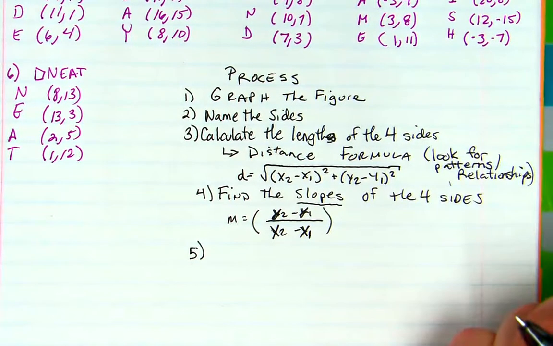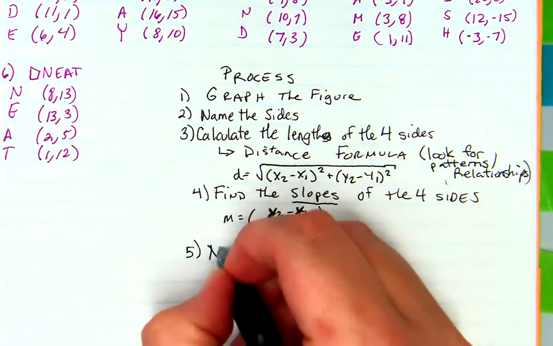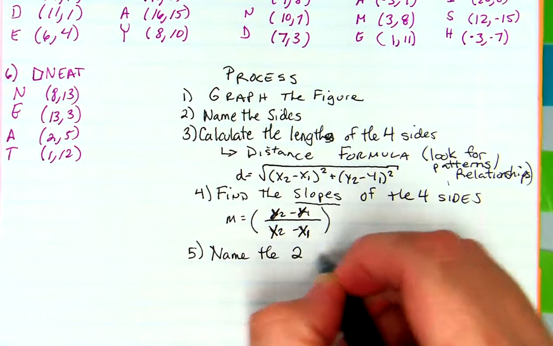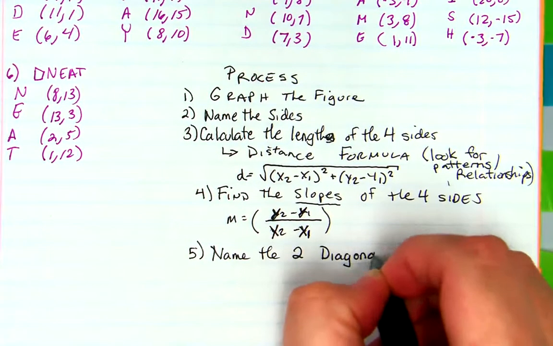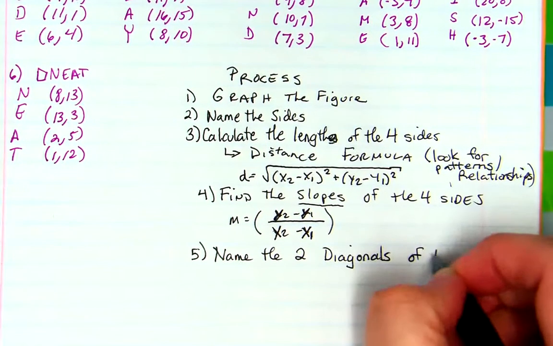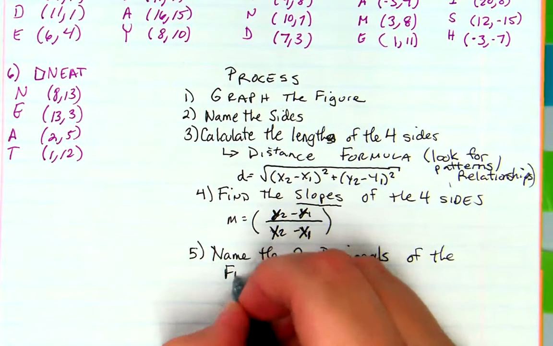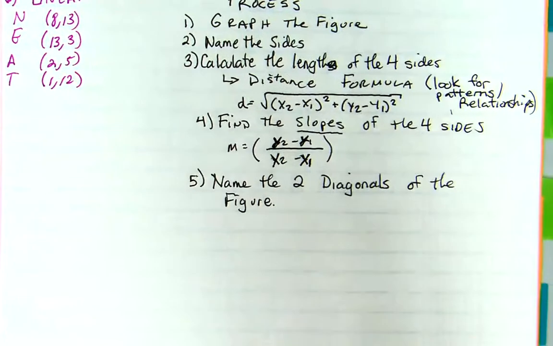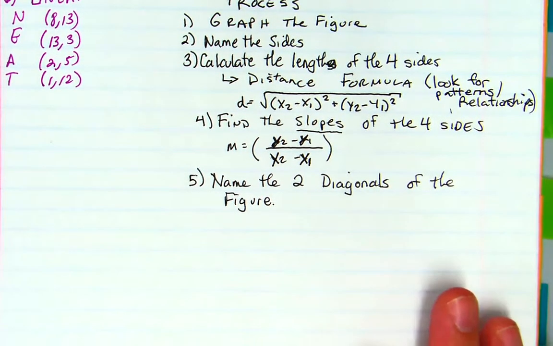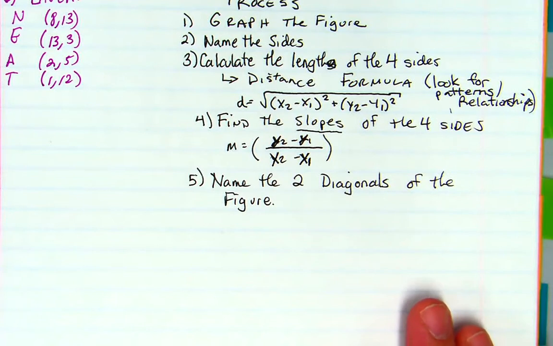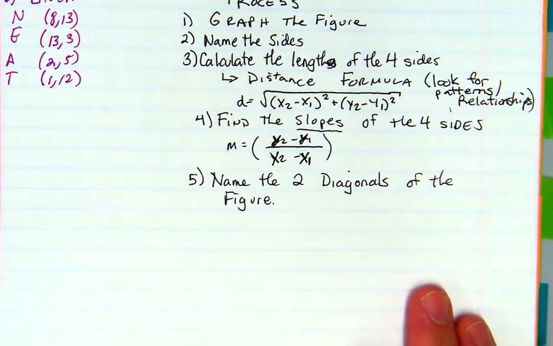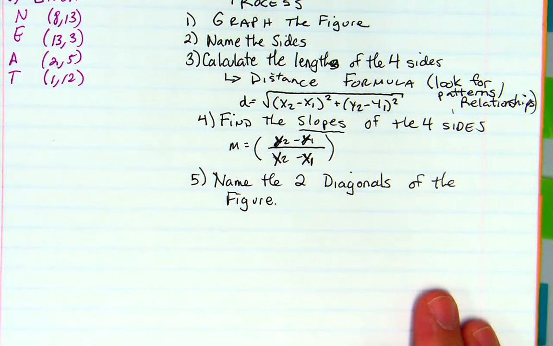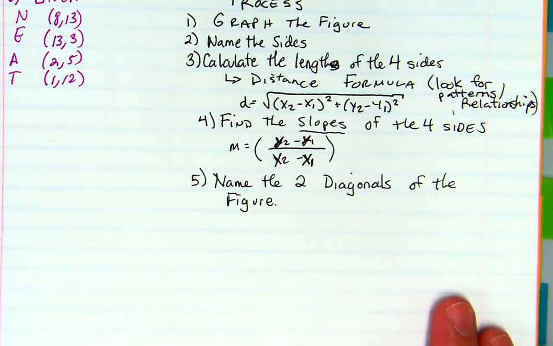Now, the fifth thing you're going to have to do is name the two diagonals of the figure. Now, you might not know what the diagonals are. That is perfectly fine. You will. The diagonals are just the lines that you can draw inside that connect two of the points on the inside.